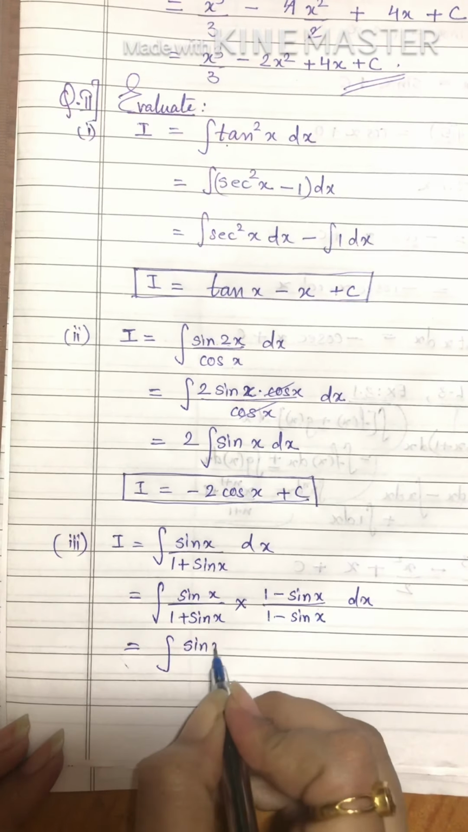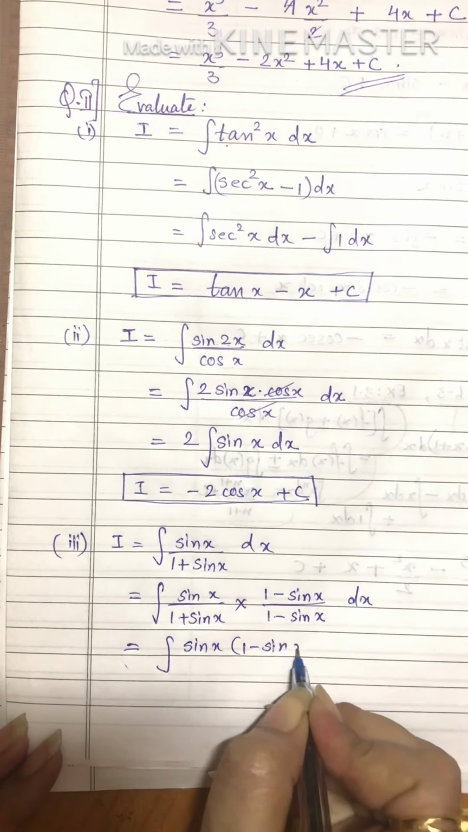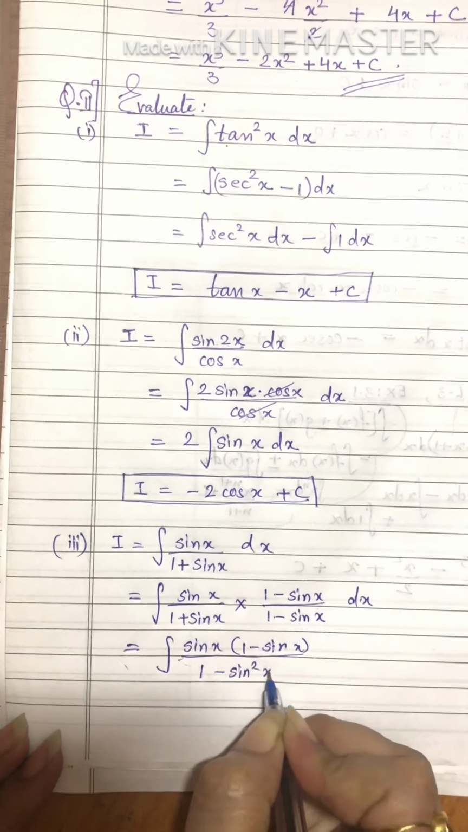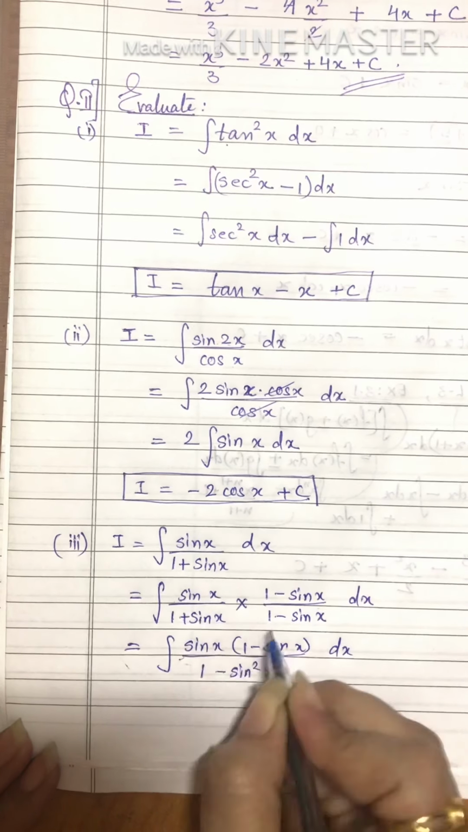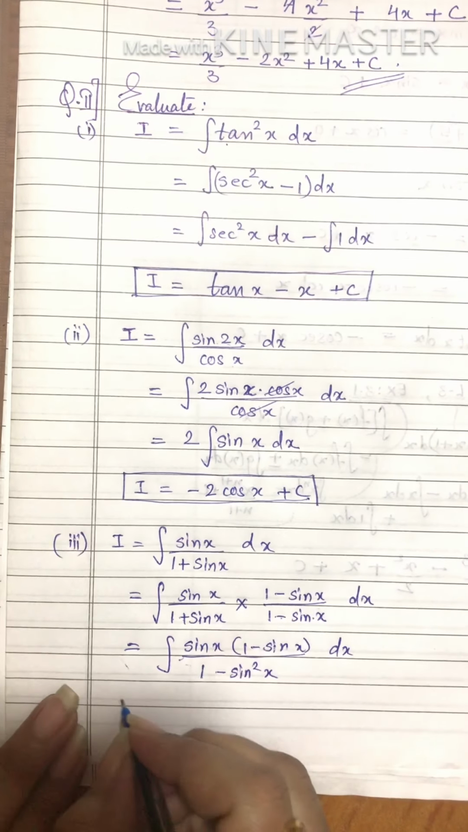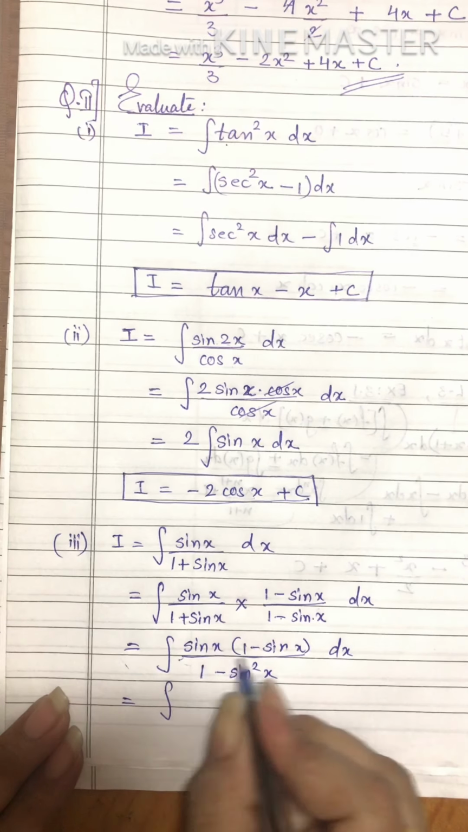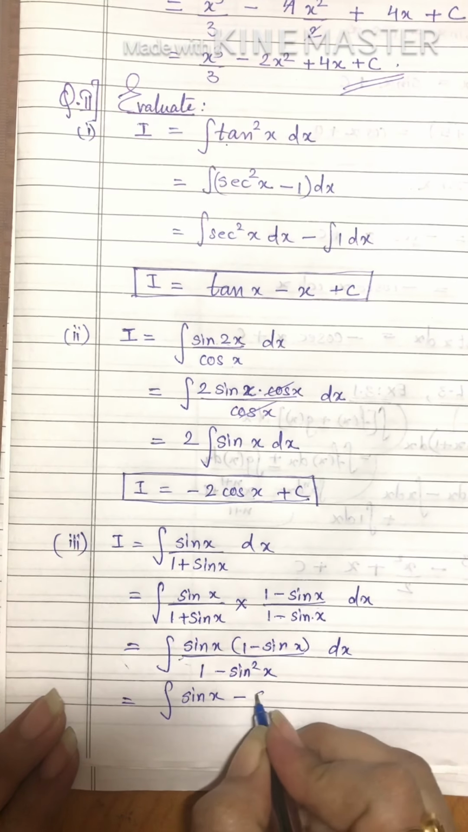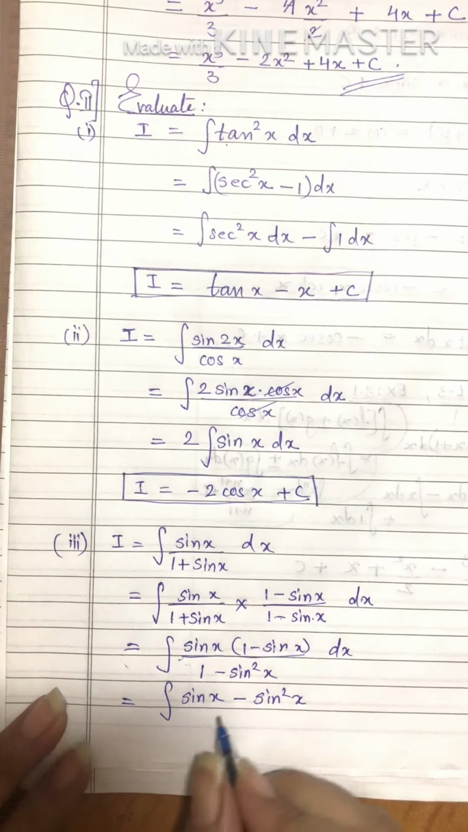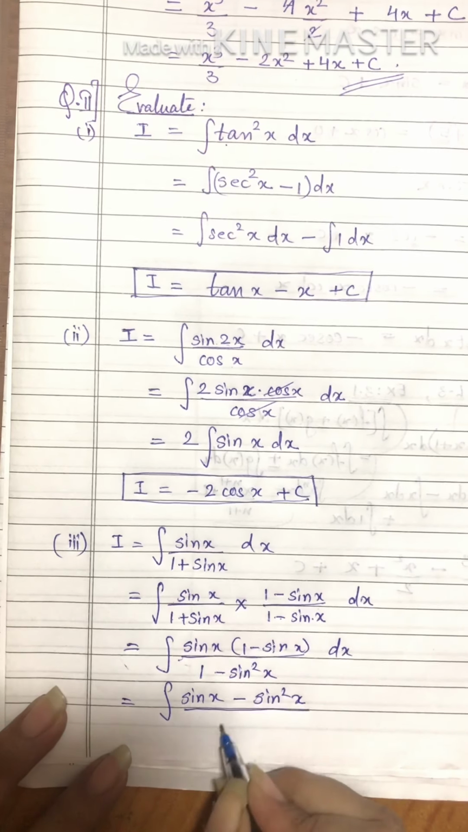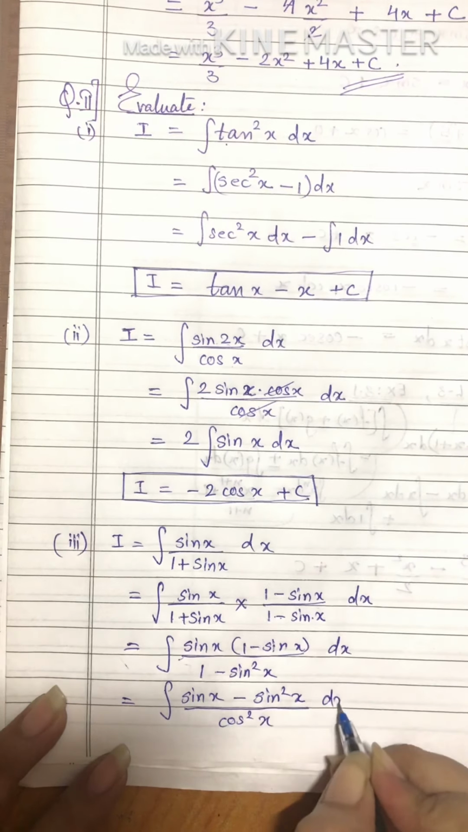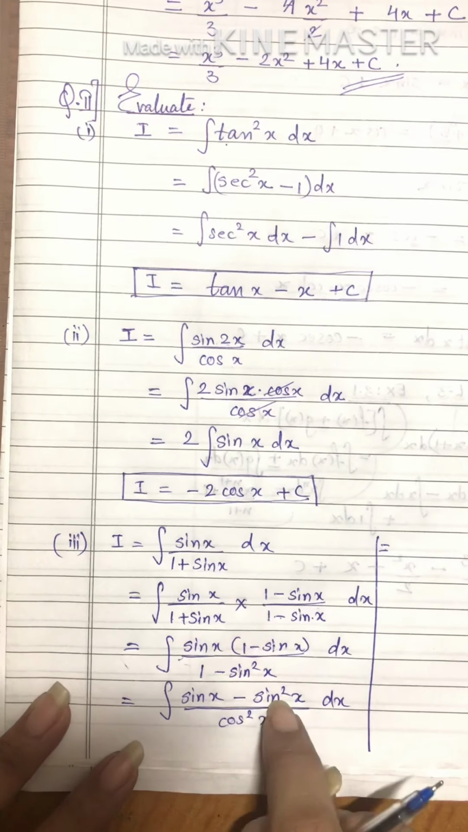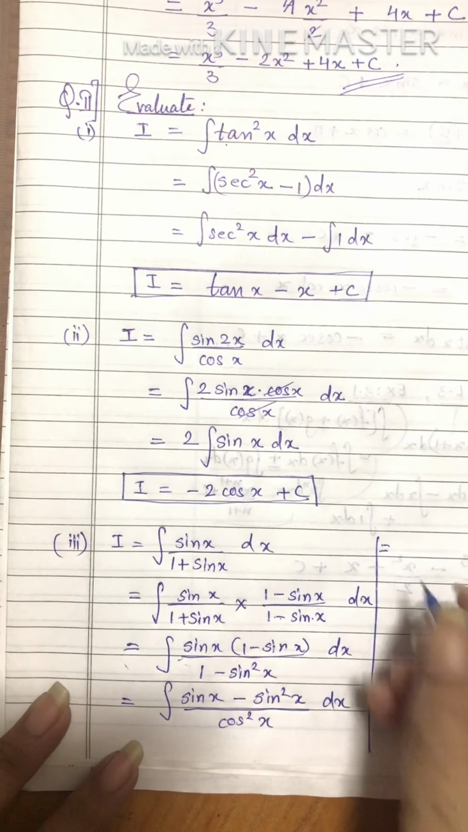Okay, so sin x into 1 minus sin x, and in the denominator you get 1 minus sin square x. Now what is this? (a plus b) into (a minus b) gets you a square minus b square. So again I take this sin x multiplied with each term inside. So I get sin x minus sin square x upon 1 minus sin square x, which gives you cos square x, identity used in 10th standard. Okay, so now we will just use it separately for each term inside.